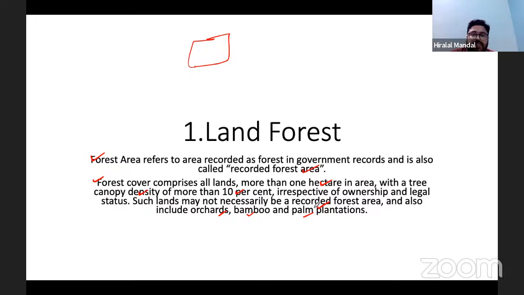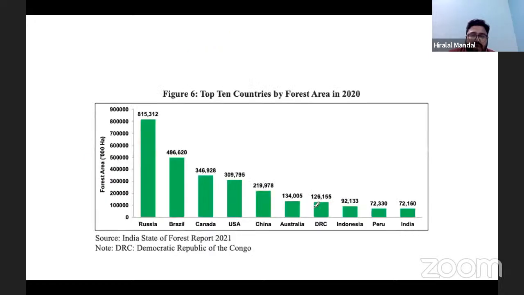So that is the forest cover. That's the difference that we need. Now let us look at India's standing among the world. Okay, it's a global ranking. So if you look at the global ranking, India is among the top 10 countries which has the highest forest area.